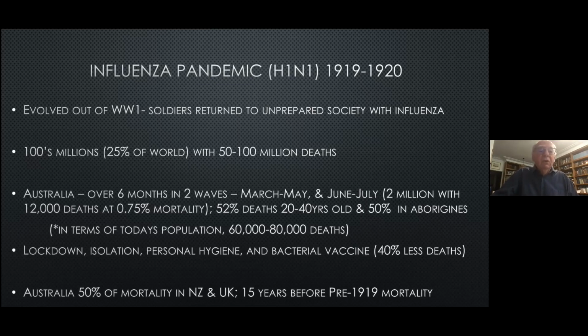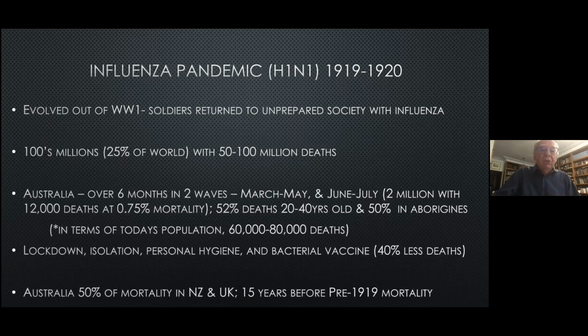And over the course of 2 years, hundreds of millions of people, probably a quarter of the whole world population, contracted this particular virus in the Spanish flu epidemic. There was somewhere between 50 and 100 million deaths. Now, in Australia, we had this disease, particularly in 1919, in two waves. We had the first wave, March to May, and a second wave, June to July. There were 2 million people infected, and there were 12,000 deaths at a death rate of around about 0.75%.